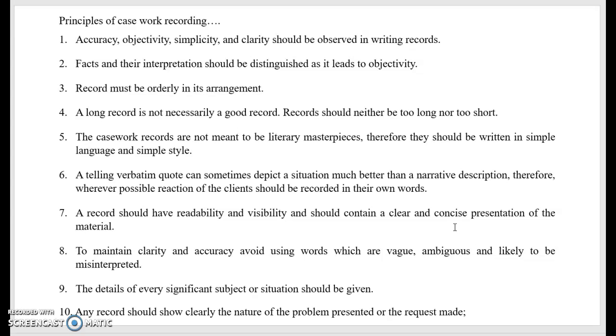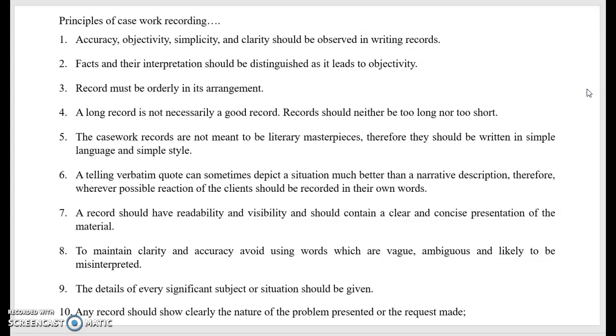Number 5. Casework records are not meant to be literary masterpieces. Therefore, they should be written in simple language and simple style. Number 6. A telling verbatim quote can sometimes depict a situation much better than a narrative description. Therefore, wherever possible, the reaction of the client should be recorded in their own words.